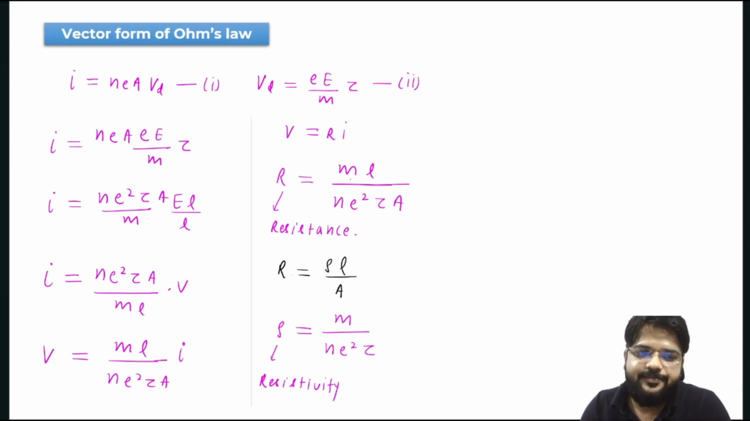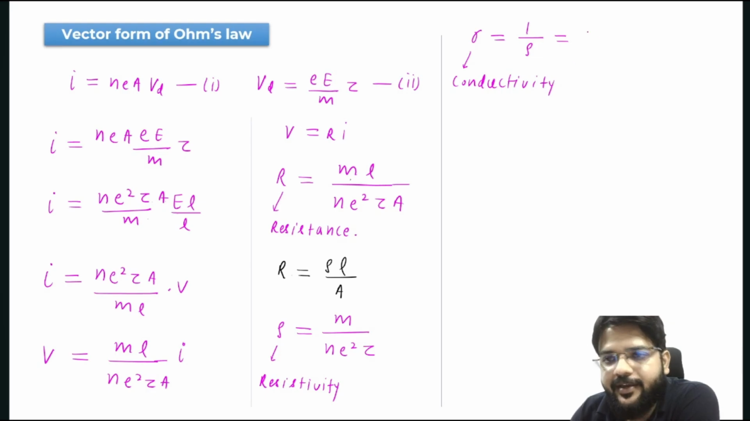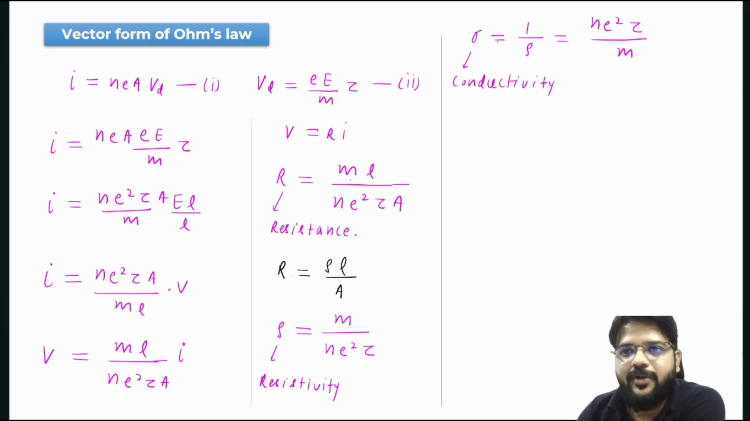We know one more thing. Conductivity is the reciprocal of the resistivity. So what we are getting here? Conductivity. This is conductivity. All right. So we are getting ne squared tau by m. So now we have conductivity also.